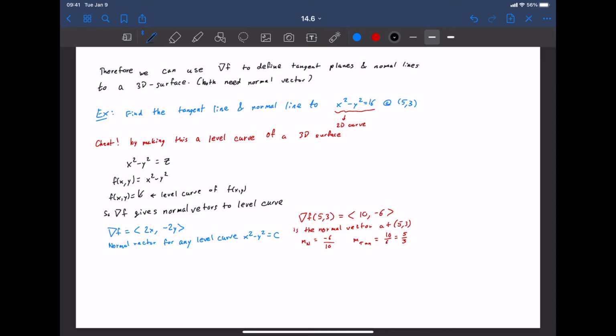So let's see. The tangent line would be y minus 3 equals 5/3 times x minus 5. And the normal line would be y minus 3 equals negative 3/5 times x minus 5. Okay? Just to finally put the fine point on this. Now, that's our situation in, let's call it 2D because we're talking about a level curve. But again, we're reimagining this 2D curve as a level curve of a 3D function.